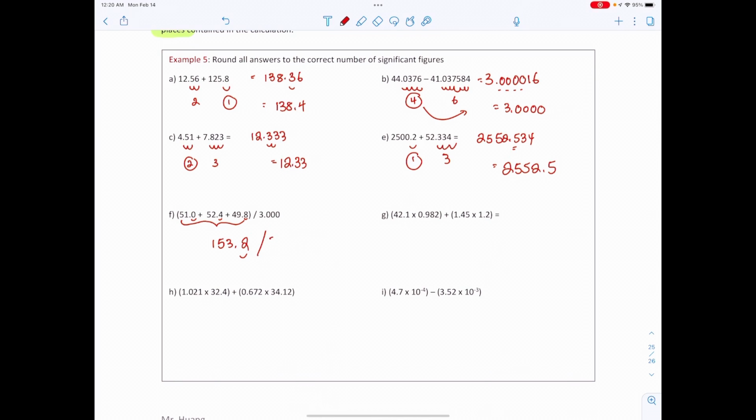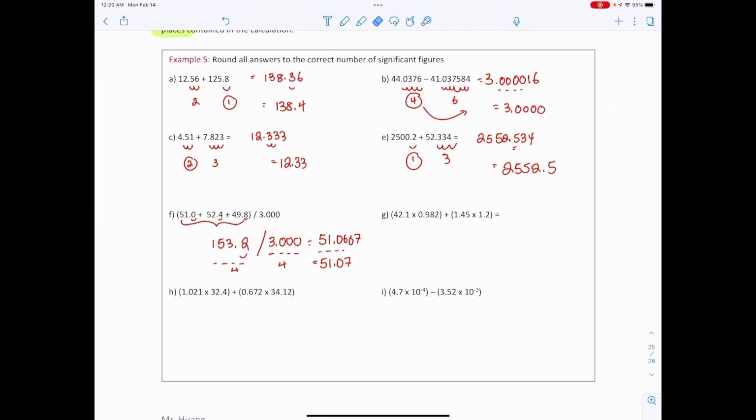When I divide, once again, you're looking at significant figures. In this case, both of them have 4 significant figures. So therefore, my answer is going to be 51.0667. But since I'm rounding to 4 significant figures, this is going to be 51.07.